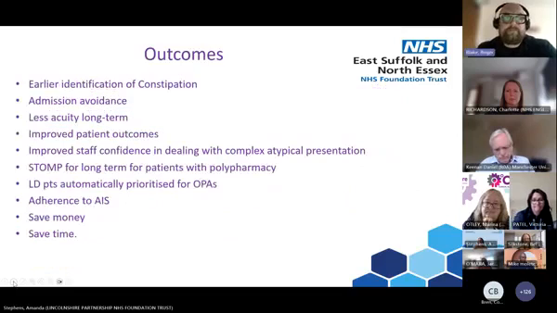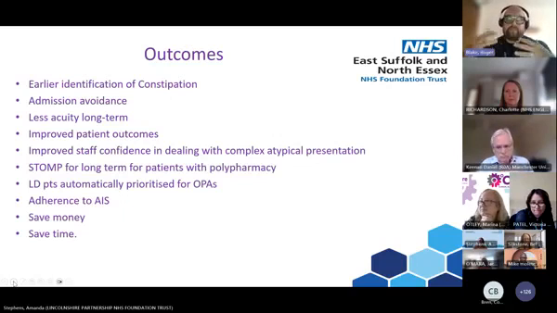Next slide, please. So the outcomes of this project, hopefully long term, will be earlier identification of constipation, as I said, admission avoidance long term, less acuity long term, improved patient outcomes because we will identify constipation earlier, and improved staff confidence in dealing with complex atypical presentation, which can be a feature for people with learning disabilities. They may have constipation as a secondary issue when they come in, and their initial medical presentation may not be clear that their real issue is actually constipation.